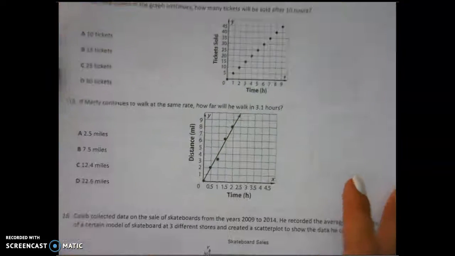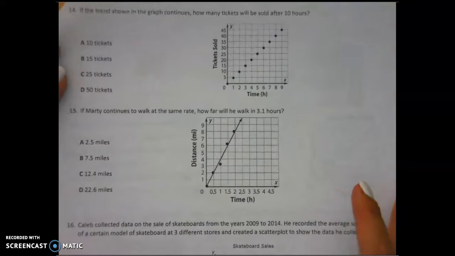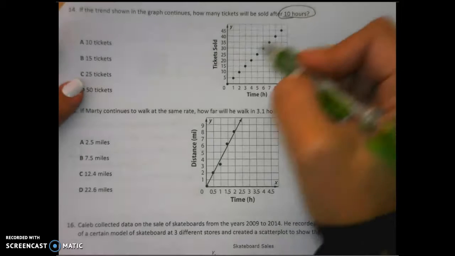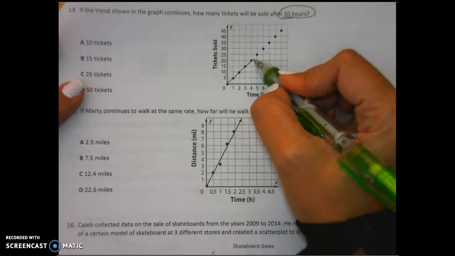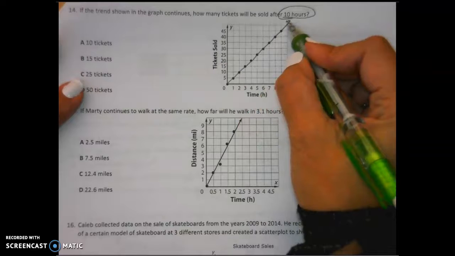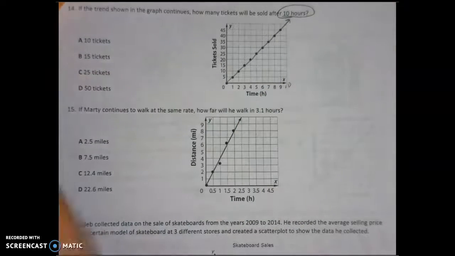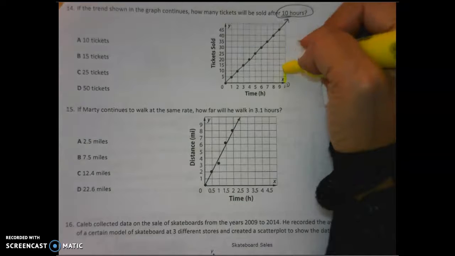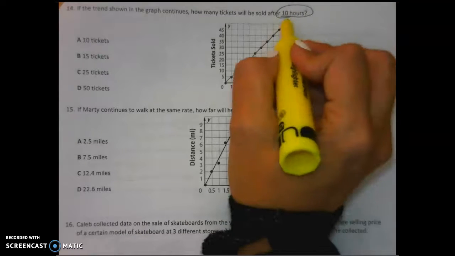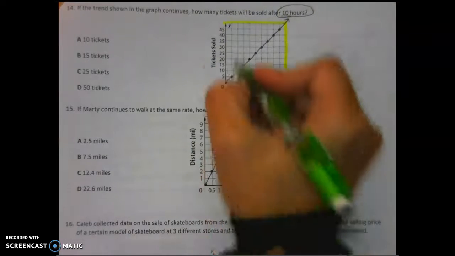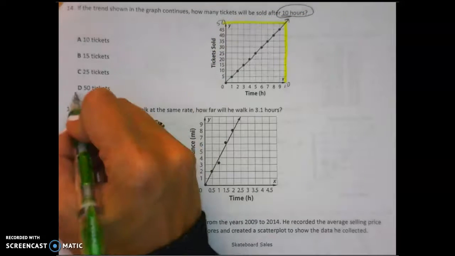Alright, last page. Scatter plots. If the trend shown in the graph continues, how many tickets will be sold after 10 hours? So you can do a couple of things. We can extend this line. And we know that this 10 would be here. So if you remember when we talked about this, we said you have to go up to your trend line and over. And that y-axis is counting by 5, so this would be 50 tickets.